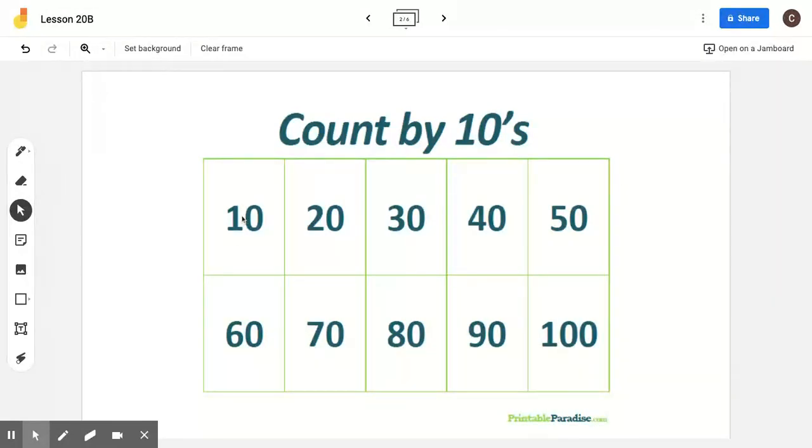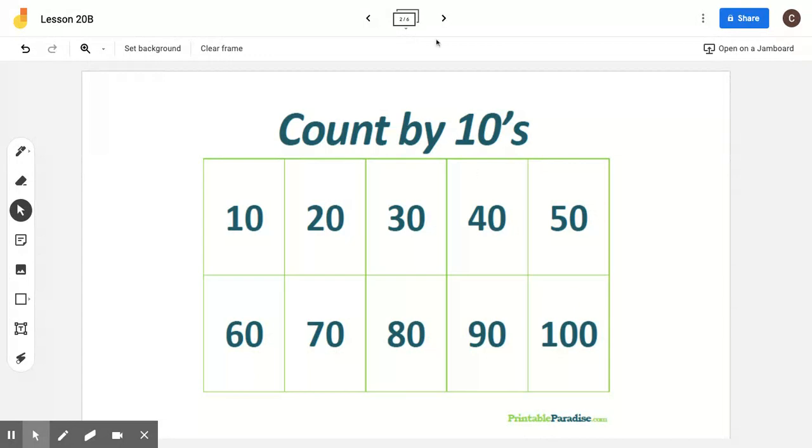You ready? 10, 20, 30, 40, 50, 60, 70, 80, 90, 100. Awesome job. Let's do it one more time. And this time, see if you can be louder. Maybe jump with it. You ready? 10, 20, 30, 40, 50, 60, 70, 80, 90, 100.